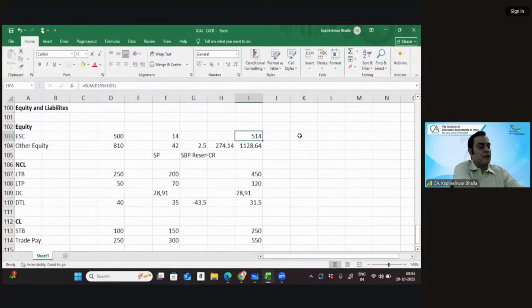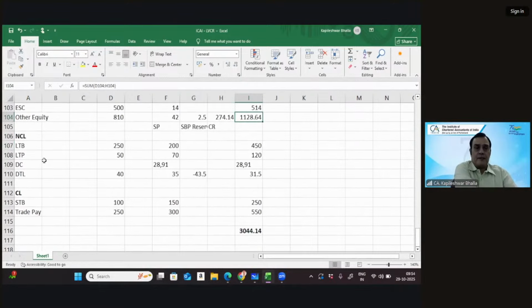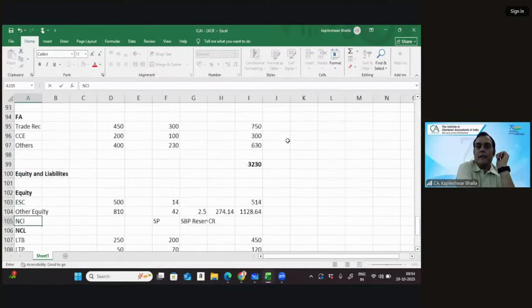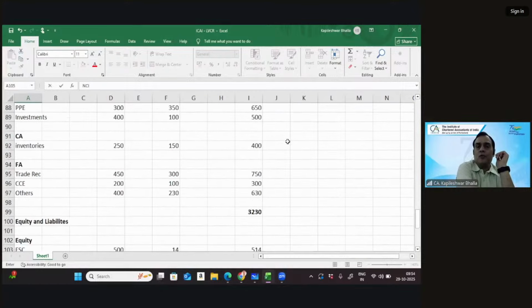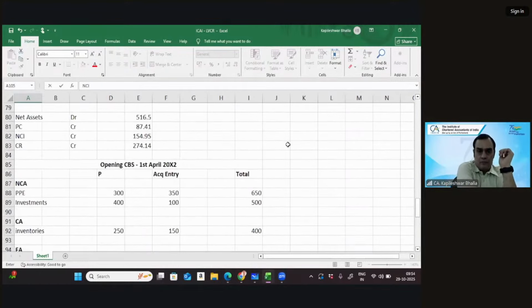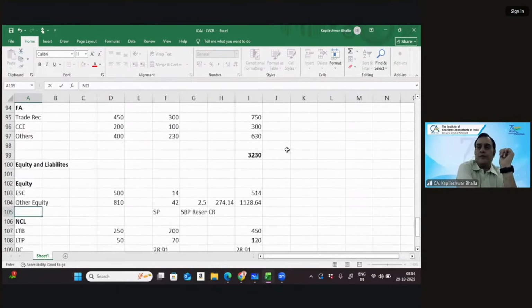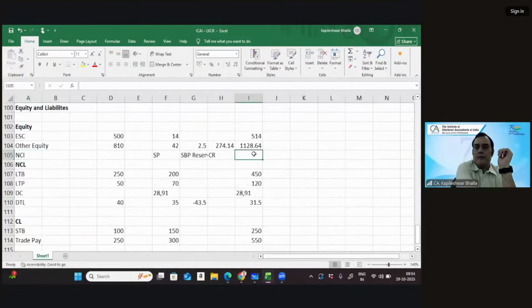My equity share capital is right. My other equity is correct. I think, yes, I missed out on the NCI. Yes, I think I missed out on the NCI as well. NCI was to the extent of 274.14. So NCI works out at 274.14.